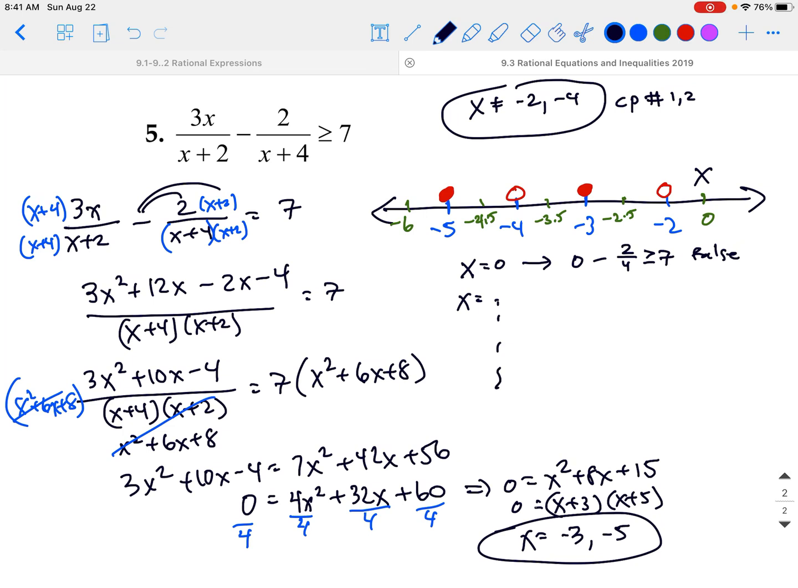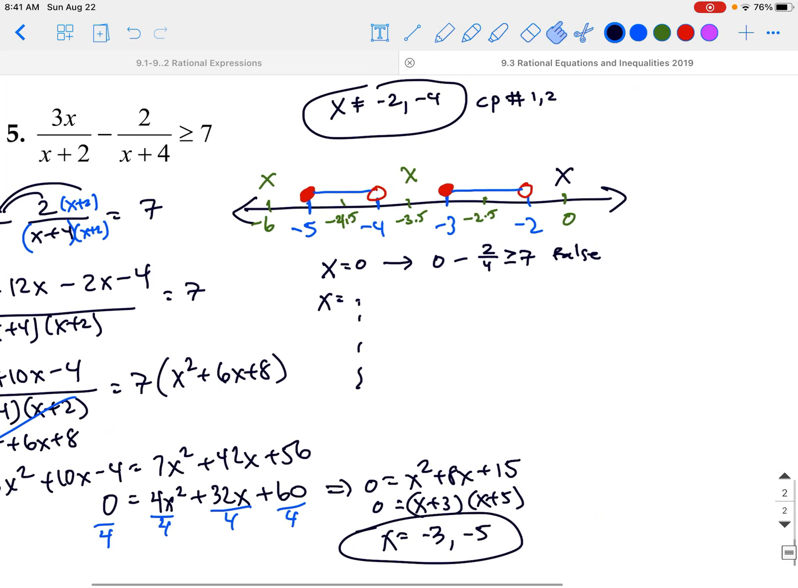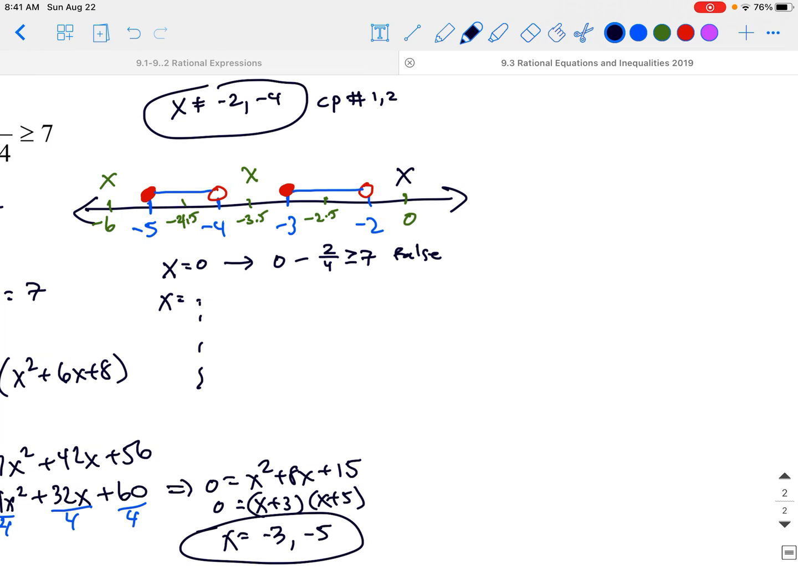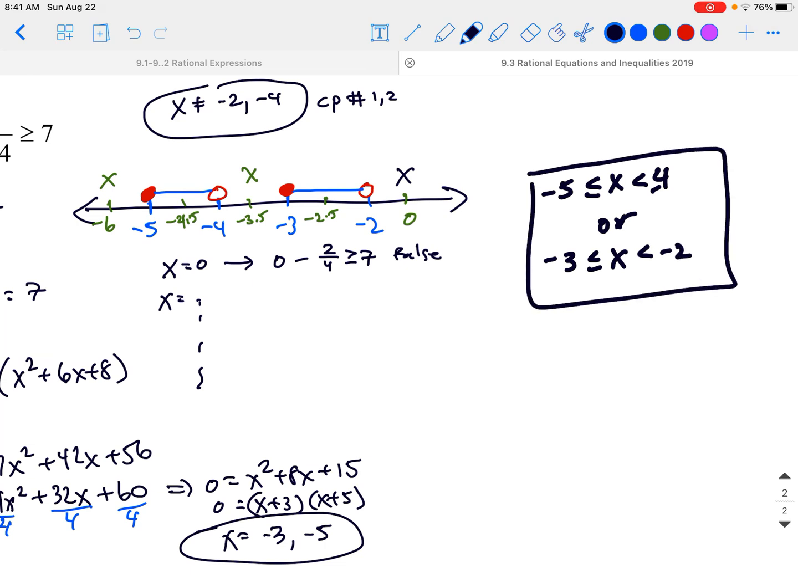And then testing our other values, I'll let you do that on your own. You'll see that we do get kind of that similar behavior of skipping over regions. So it will fail for -3.5, it'll fail for -6. And so our final answer, after testing those regions, is going to be -5 less than or equal to x less than -4, or -3 less than or equal to x less than -2.